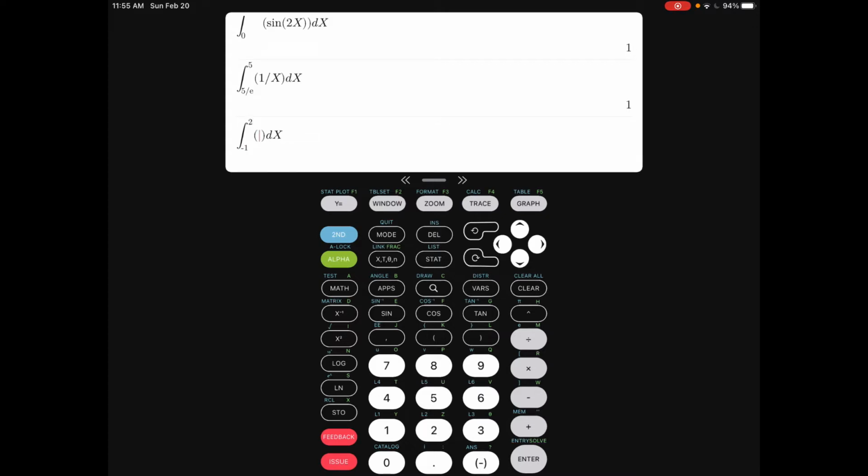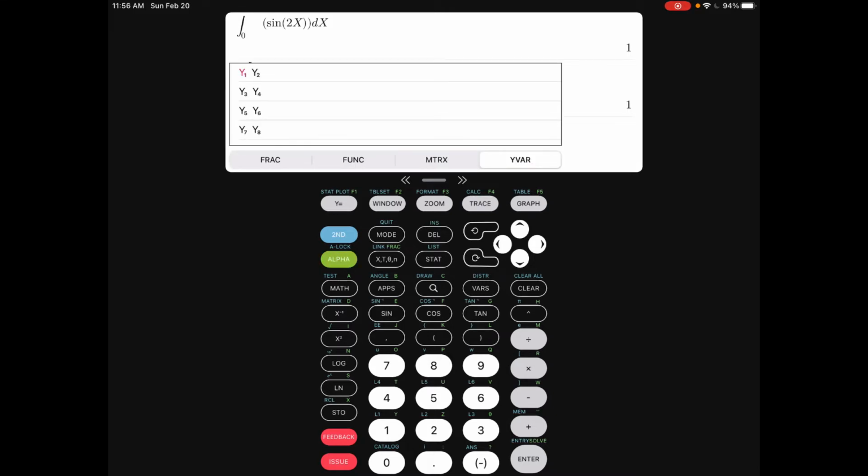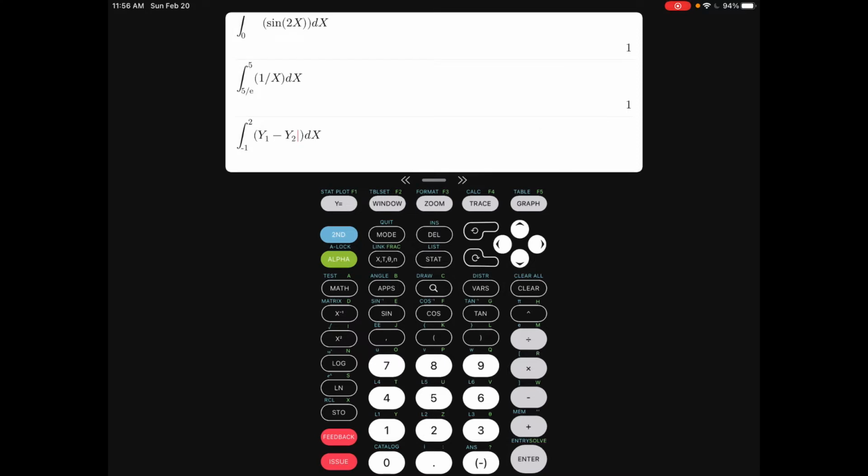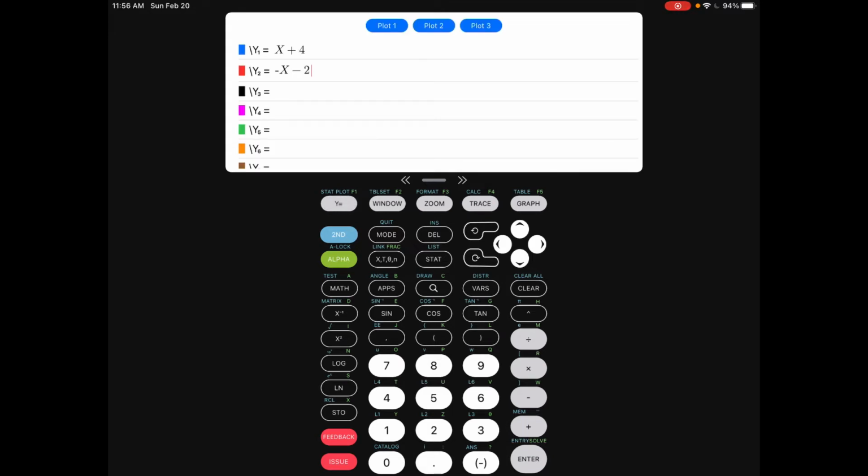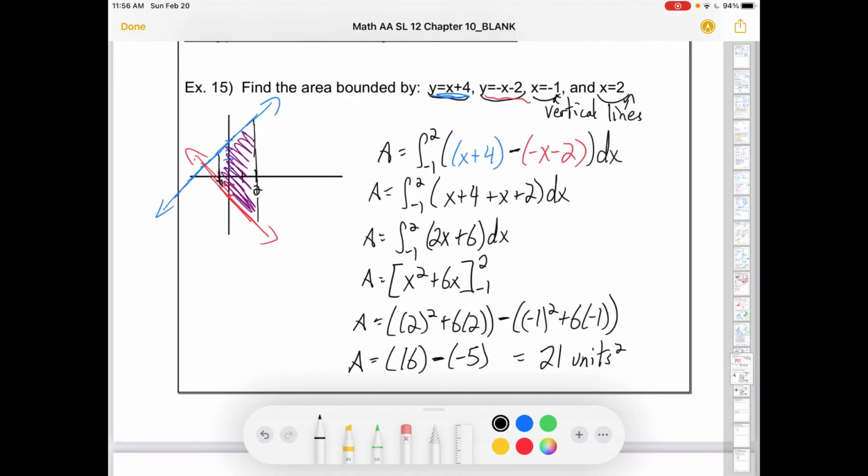And I'm going to tell it, by hitting alpha trace, that it's just curve y1 minus curve y2. And I have my dx, and it gives me that answer of 21. The nice thing about using it from stored stuff in y1 and y2 is that you don't have to worry about extra brackets and subtraction. You just have these entered as functions that you can play with. So 21 is correct. We used the integral of left to right, top minus bottom.